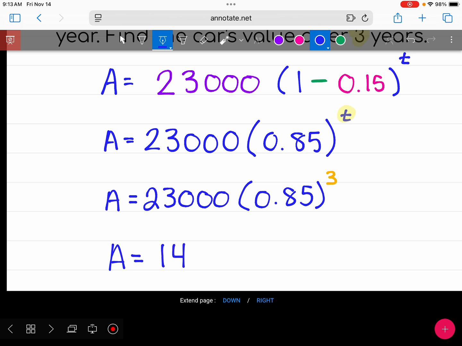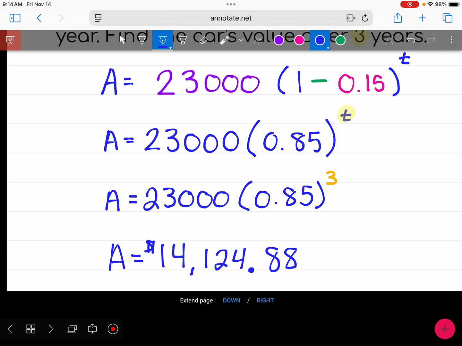$14,124. Say it louder. Any living creature, we round to the nearest whole number. Money, 2 decimal places.